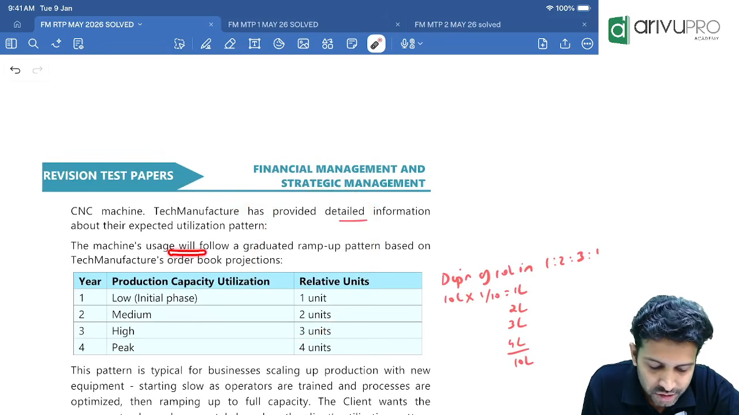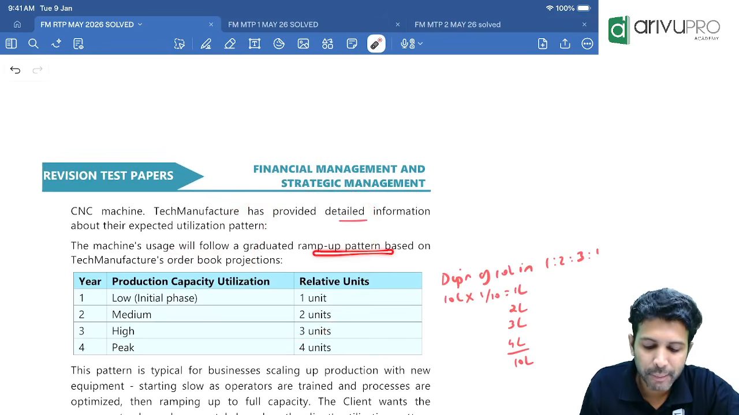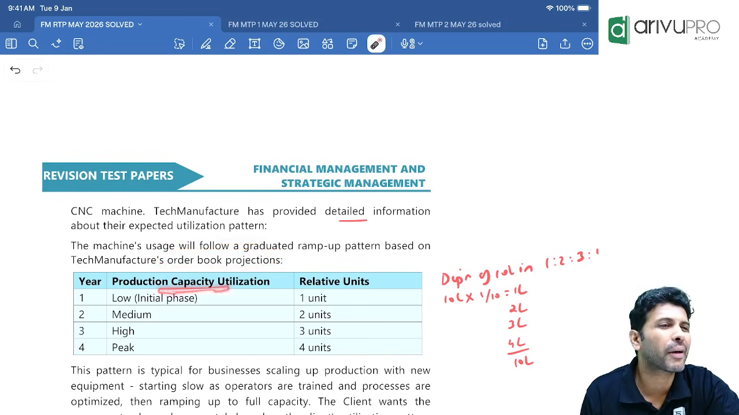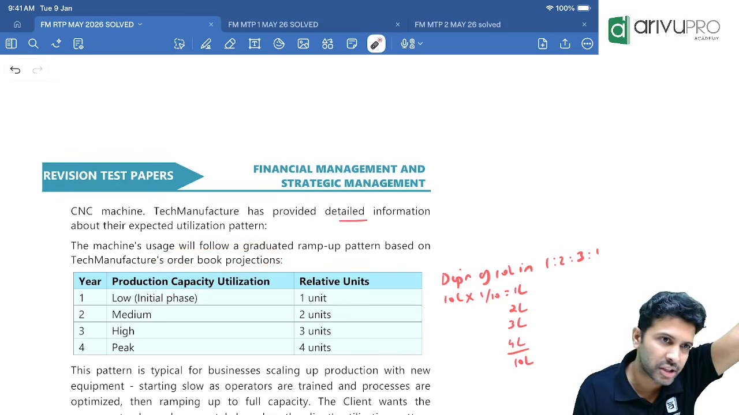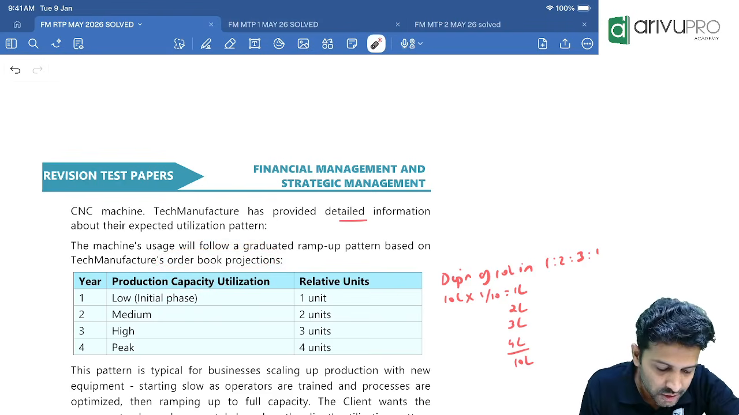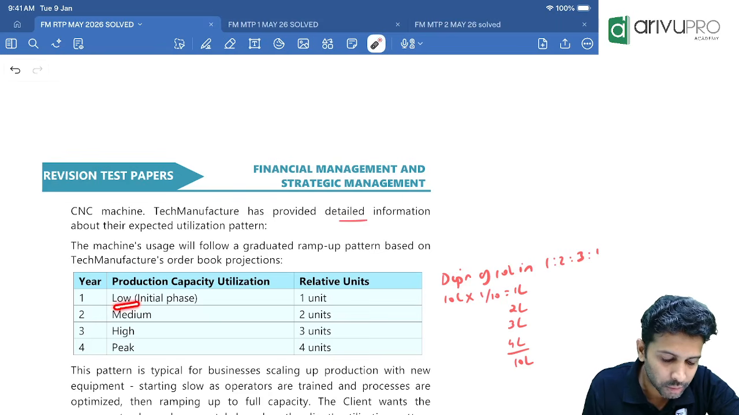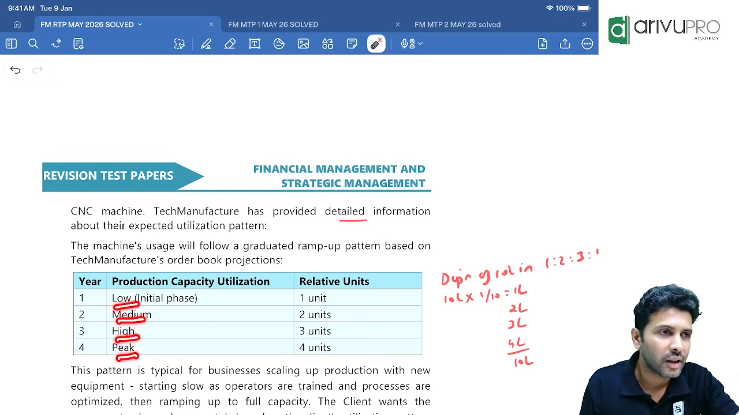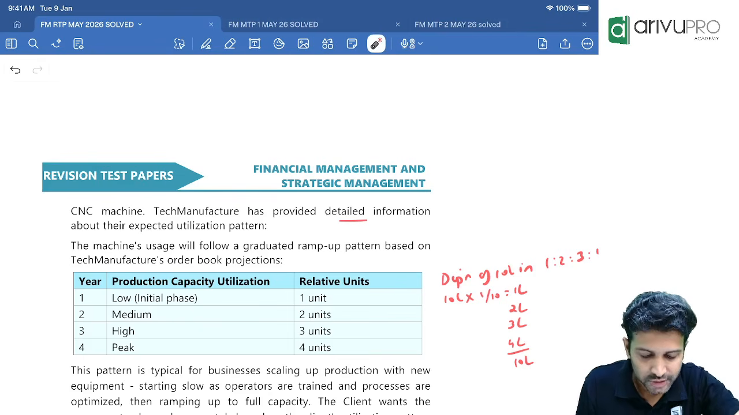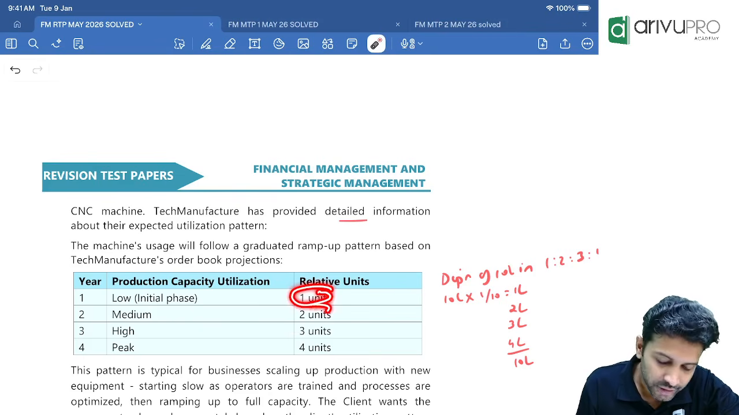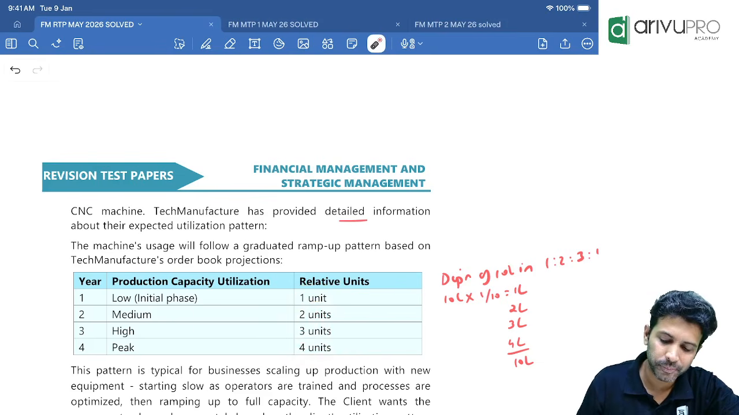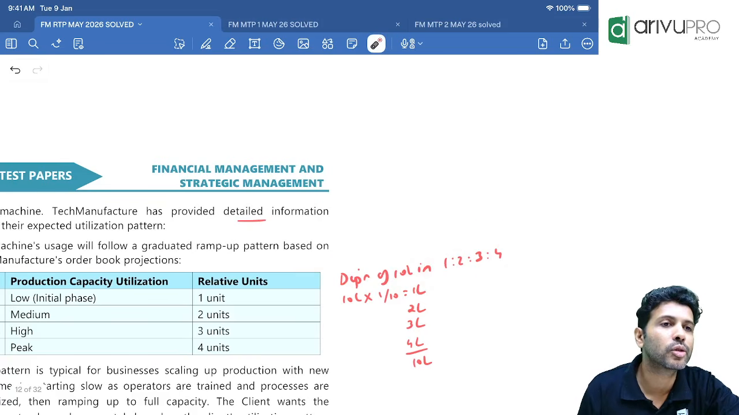Check. The machine's usage follows a graduated ramp up pattern based on the tech's order book flow projection. Production capacity they've given. Now we will lease this machinery to them, and using that machinery, they will produce the goods. First year, they're saying we'll produce low, then medium, then high, and then peak. First year, we produce how many units? 1, next 2, next 3, next 4. That means what is the production ratio? 1 is to 2 is to 3 is to 4.